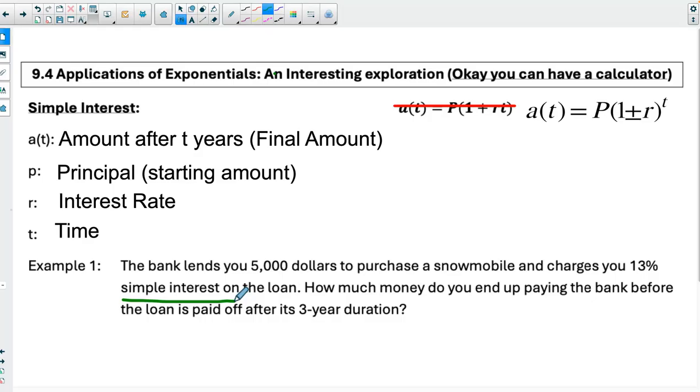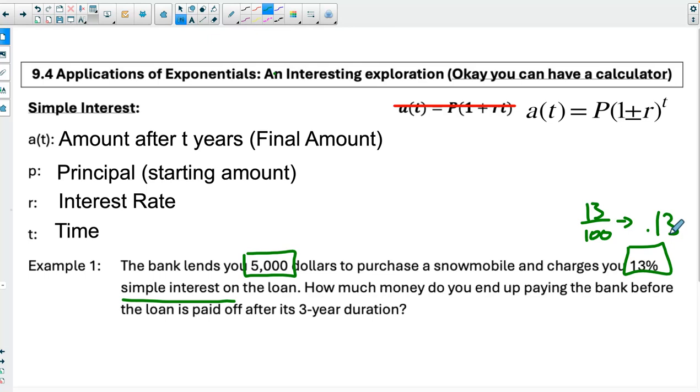Looking at this, I can identify a few pieces. So this 5,000 is going to be my principal. That's my starting amount. The interest rate is at 13%. For the 13%, whenever we're using a rate, we always need to convert it to a decimal. So really quickly, if you got a percent symbol, you just divide that number by 100 if you're stuck on it. And in this case, we get 0.13, so that would be our rate.